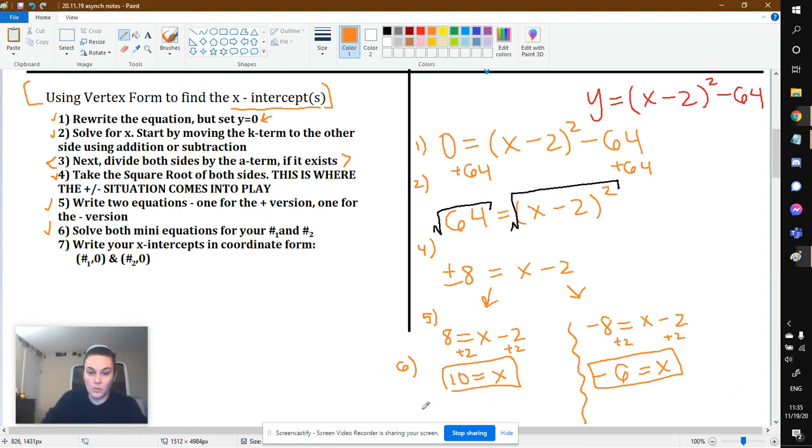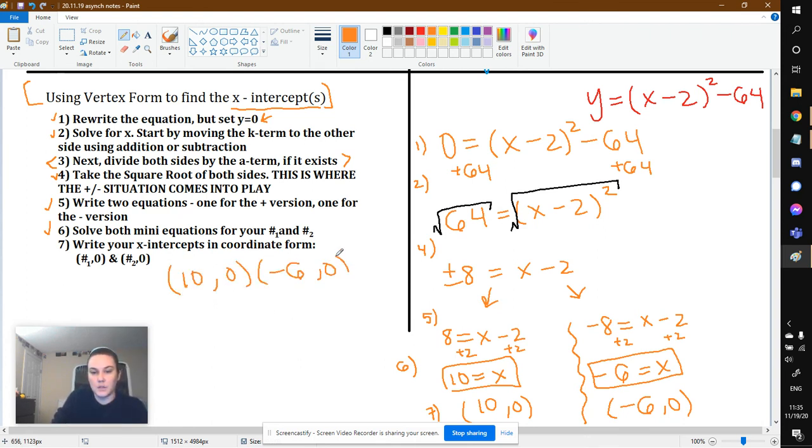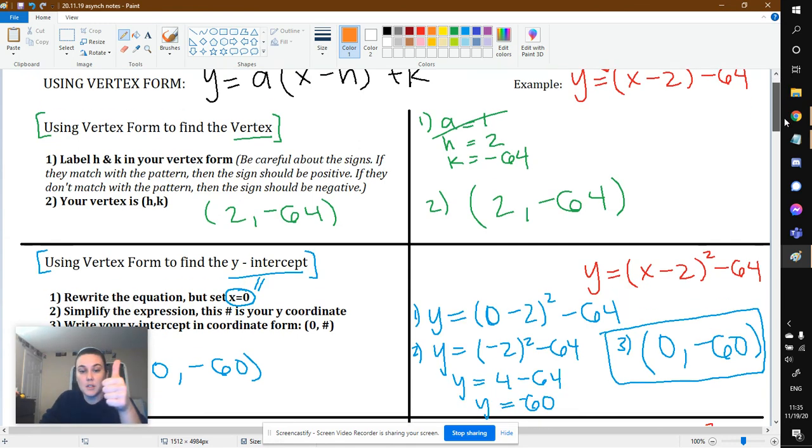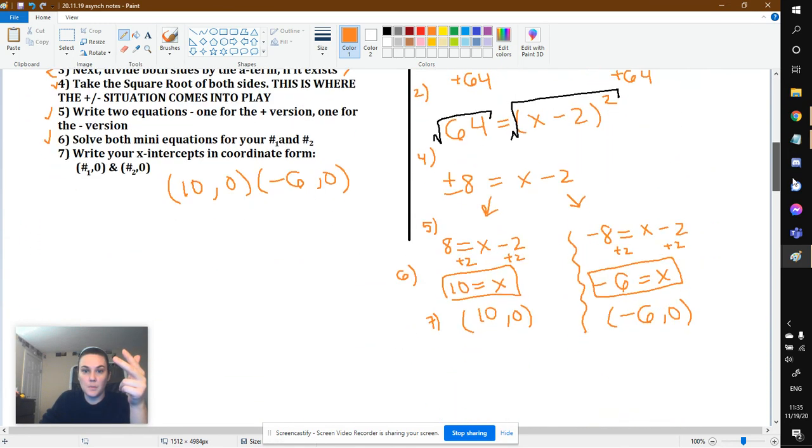So now we're gonna write these in coordinate form, which is where you say this one is (10, 0) because y equals 0 for x-intercepts, and this one's (negative 6, 0) because again the y is always 0. So over here we can say this is 10 and negative 6. This is the way to use the vertex form to find the vertex and the y-intercept and the x-intercepts, right?